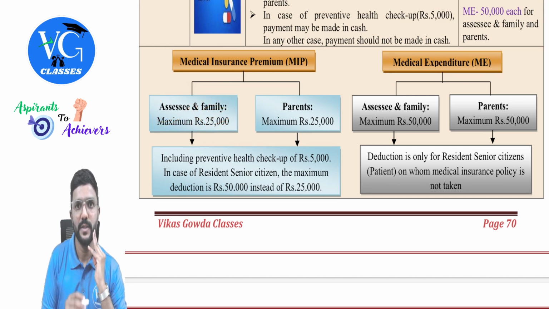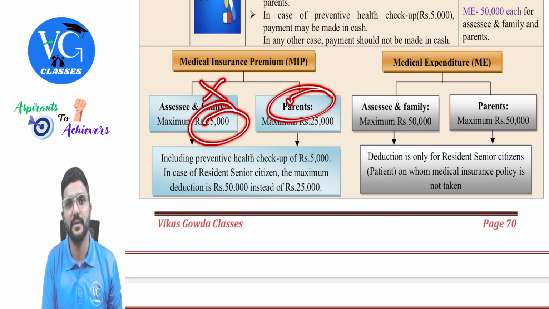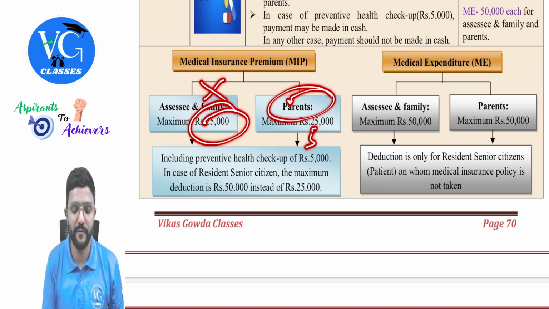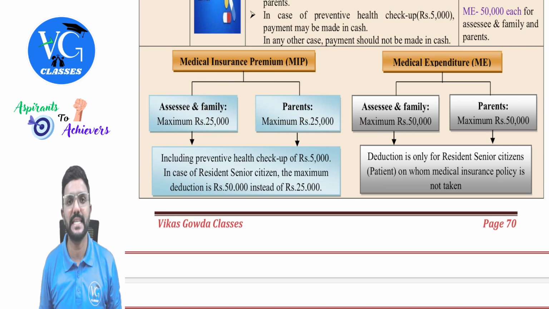In that case, what is the maximum deduction allowed here? 50,000. Same way, assume assessee and family are not senior. That means maximum they can claim how much? 25. But in this category, only father is senior. What is the maximum deduction allowed? 50,000. Even if one person in that particular category is senior, then you can claim a higher limit of 50,000.